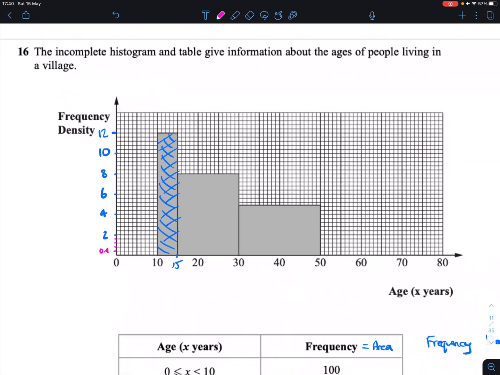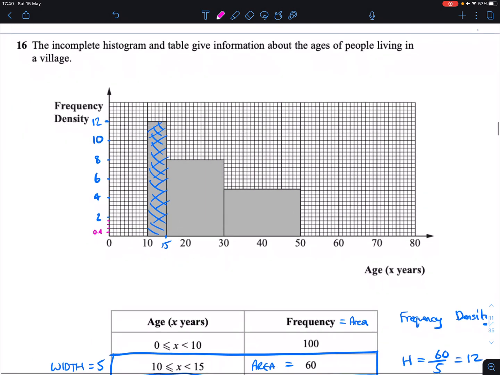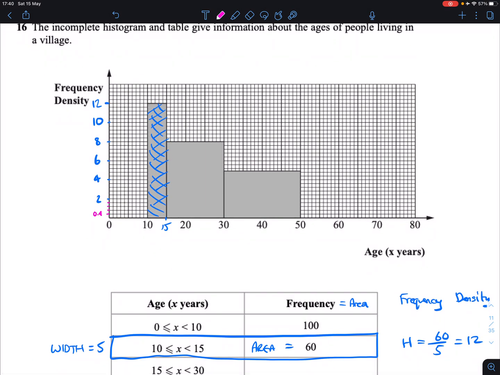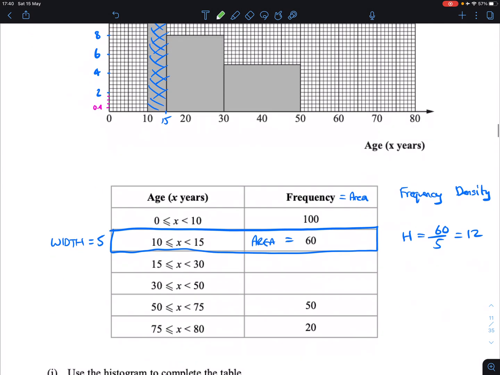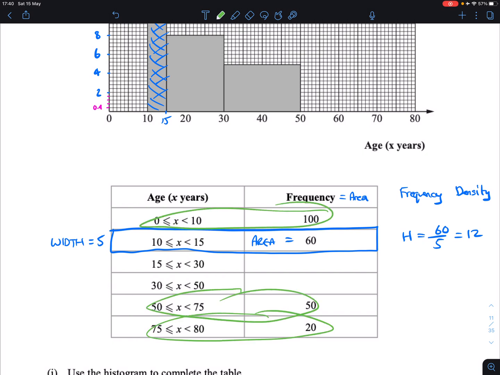So anyway, that gives us the scale that we need, which means we can now figure out the area of both of these and use that information to get the frequencies in the table. So that's these two here that are missing. And then similarly with this row as well as the last two, we can find the frequency densities using that information or the areas, and then as a result draw the graph.